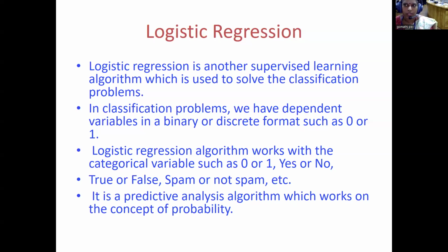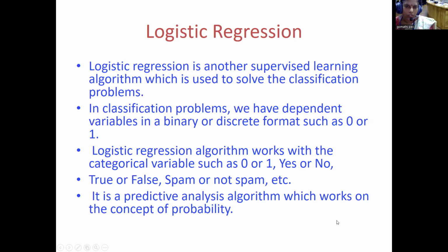Next one is logistic regression. What is logistic regression? Logistic regression is another supervised machine learning algorithm, which is used to solve the classification problem. Classification is based on probability. So we can do binary classification. Binary means the value will be 0 or 1, that is, the value will be in a discrete format such as 0 or 1.